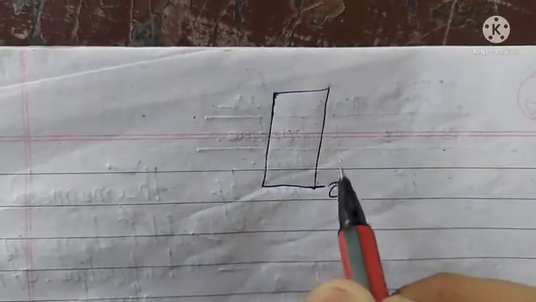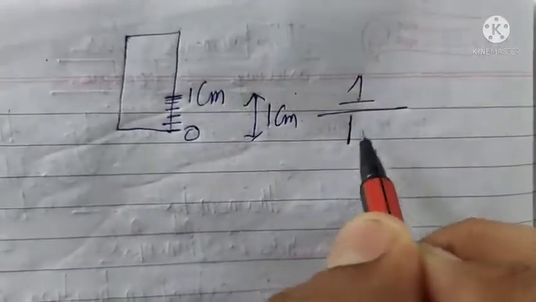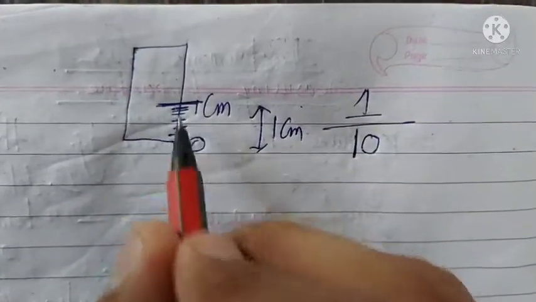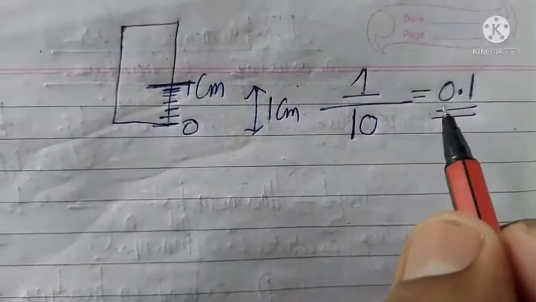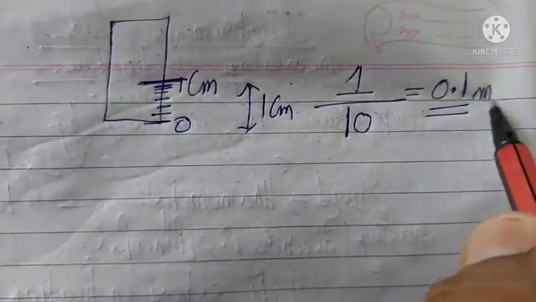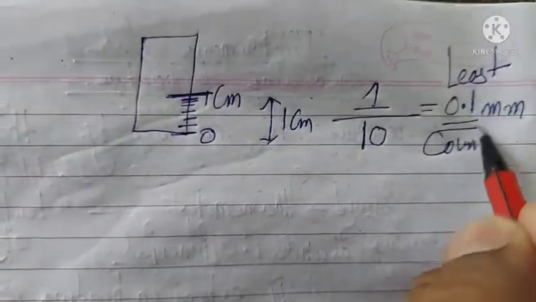Suppose a scale is there, and here it is 0 centimeter, here is 1 centimeter. In 1 centimeter, there are 10 divisions. Then we will divide the 1 centimeter by the total number of divisions present between the two levels. 10 divisions are there, so it should be 0.1. So the minimum value this scale is going to measure is 0.1 centimeter, that is 1 millimeter. So the least count of this scale is 0.1 cm. So you should always calculate the least count.